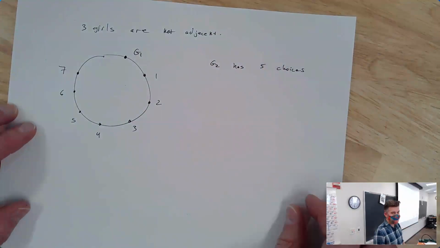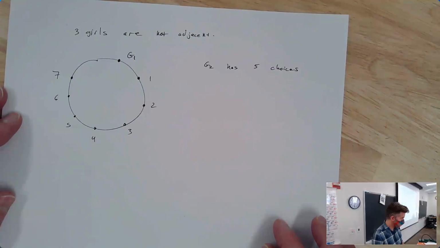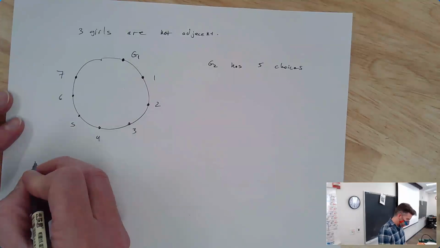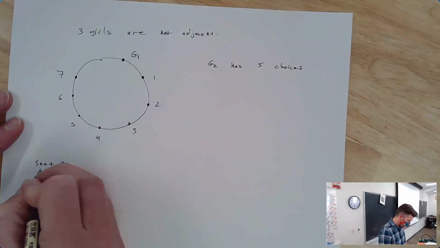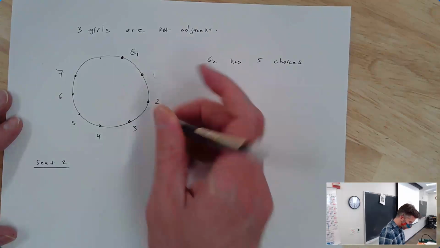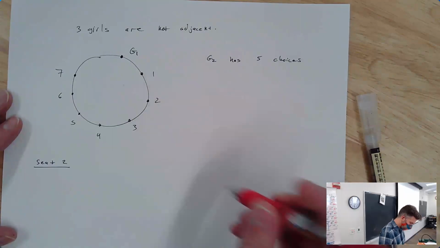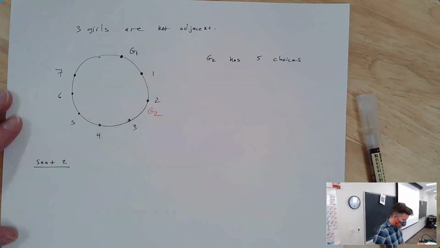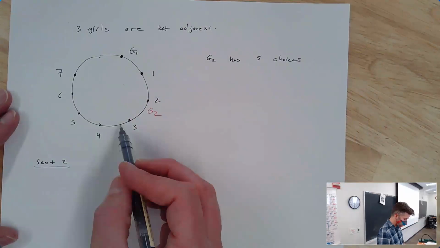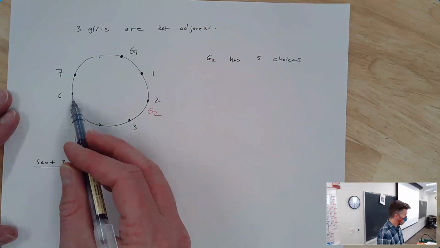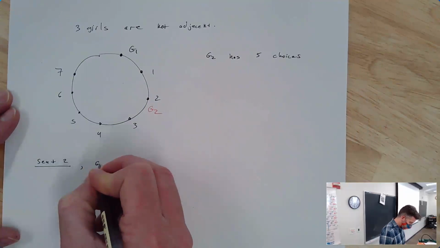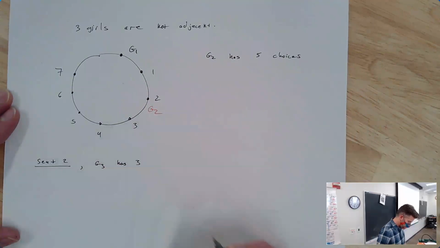Now, this is where I think things are going to get a little bit dicey. So let's say she picked seat 2. If she picks seat 2, how many choices does girl 3 have? It looks like 1, 2, 3. So if girl 2 is in seat 2, girl 3 has 3 choices.